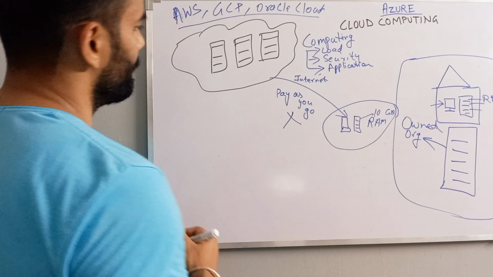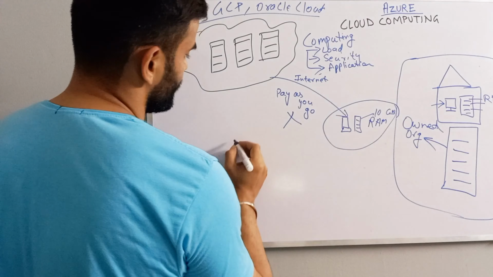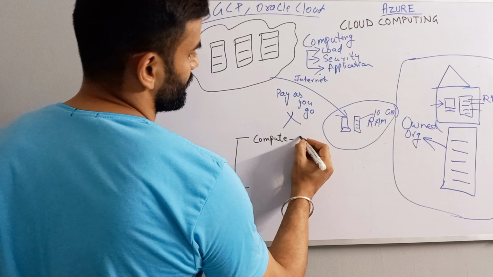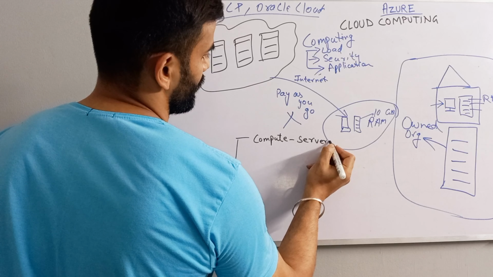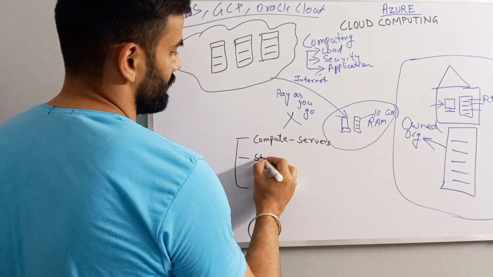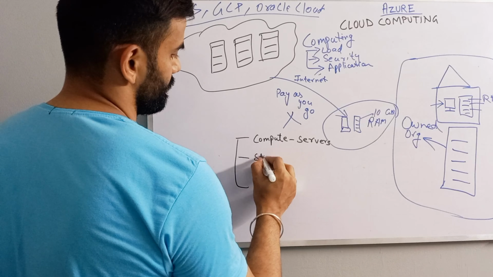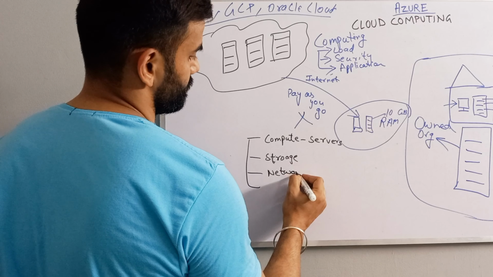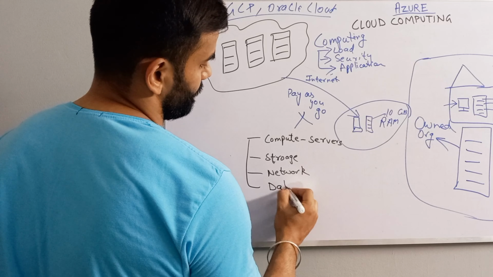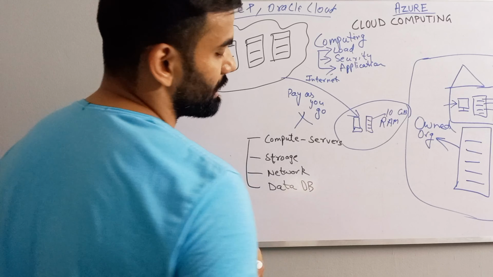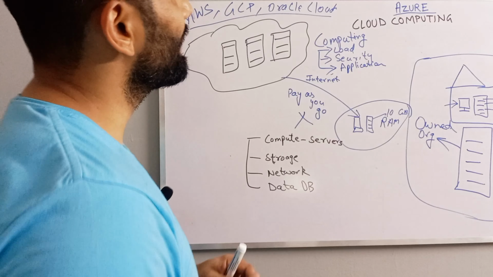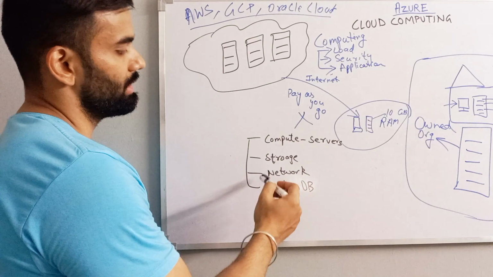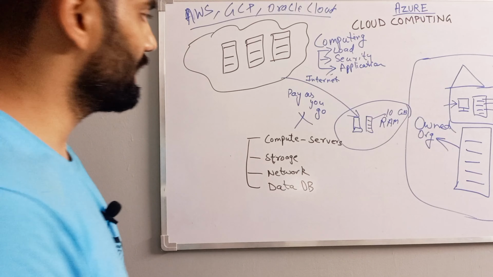Some important components that you will see in any cloud computing environment are compute, which you can understand as servers, then storage, networks, and data, or the DB. These are the four important components that any cloud computing provider will be providing: compute services, storage, network, and data, how the data is being handled or stored.